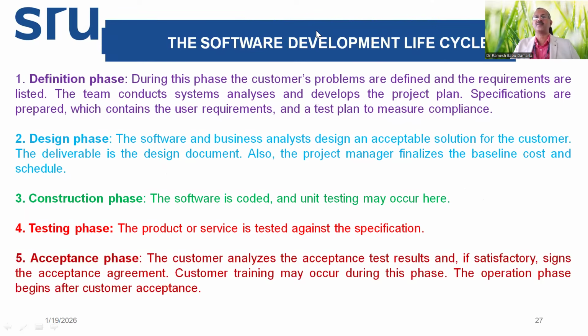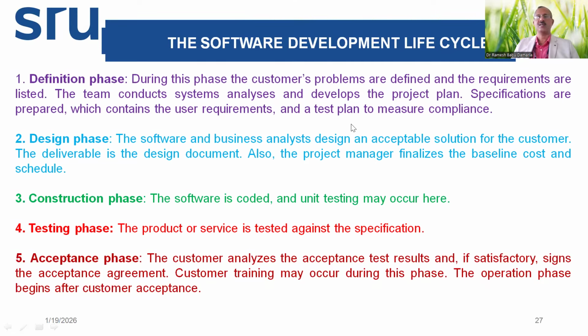What is the software project life cycle, the software development life cycle? We don't use a completely different one than a civil project. Here we use definition phase, design phase, construction phase, testing phase, and acceptance phase. So in the definition phase, the customer problems are defined, requirements are listed, system analysis is done, then the developer project plan and specifications are prepared, that will have the user requirements. And a test plan is made to measure the compliance.